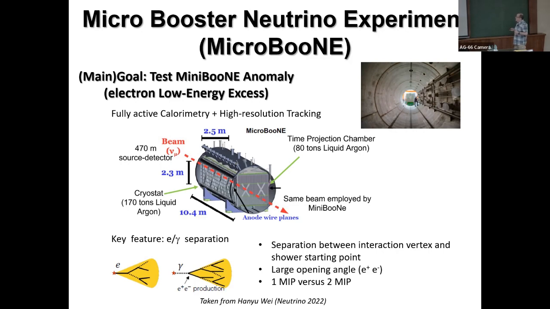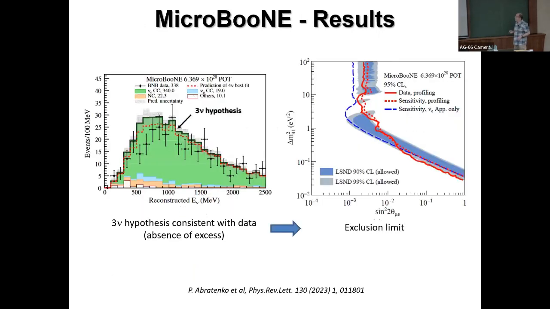So what happened with MicroBooNE, this is the latest result, is that you have to see this red line. MicroBooNE has obtained an exclusion limit. In this case, the data indicates that there is consistency between the three-neutrino hypothesis and its data. But this exclusion limit works from here to here, but not in this region. So still there is some portion of the region which is allowed. So the problem is not totally solved, it's still unsolved.